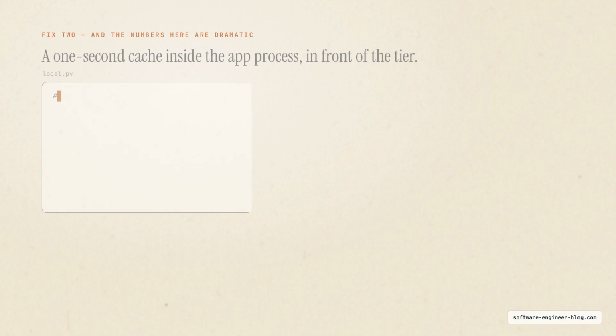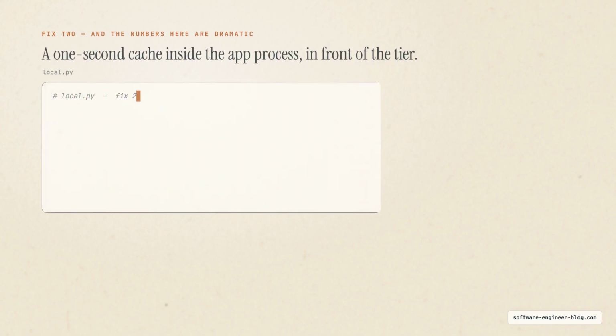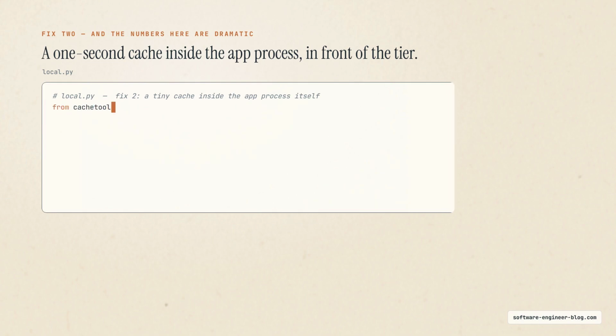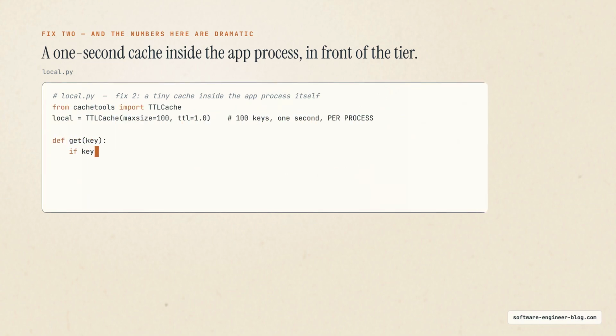The second fix is a small cache inside the application process itself, sitting in front of the cache tier. This is a TTL cache with room for 100 keys and a lifetime of 1 second. On a read, you look in the local dictionary first. If the value is there, you are done, in microseconds, with no network call at all. Only a miss crosses over to the cache tier.